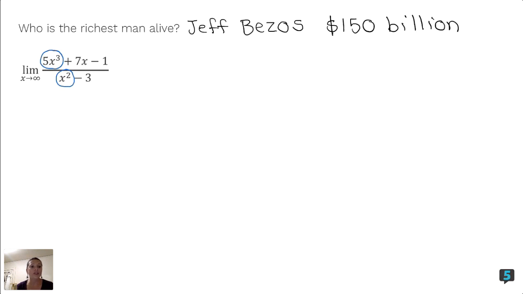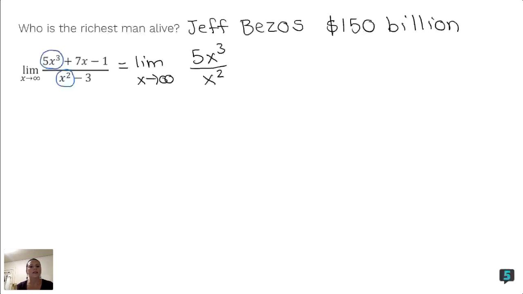Because as my x values get larger and larger as I approach infinity, the 7x minus 1 is not going to have that big of an impact. The minus 3 in the denominator is not going to have that big of an impact. So what we're able to do here is say that this limit is actually equivalent to taking the limit as x approaches infinity of 5x cubed over x squared.